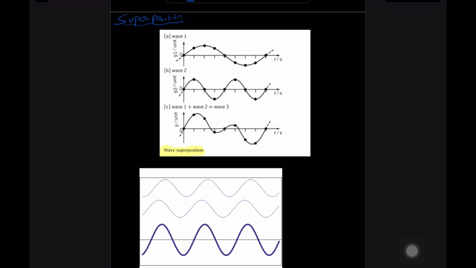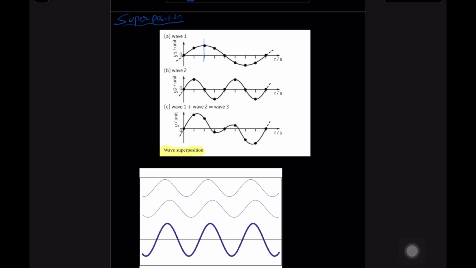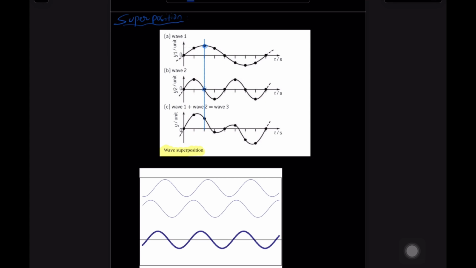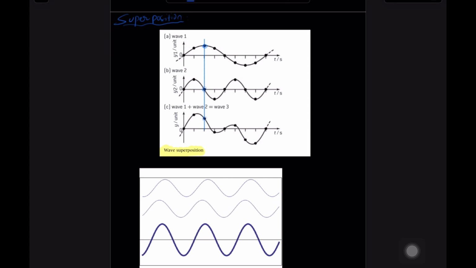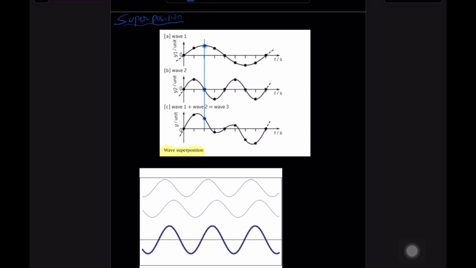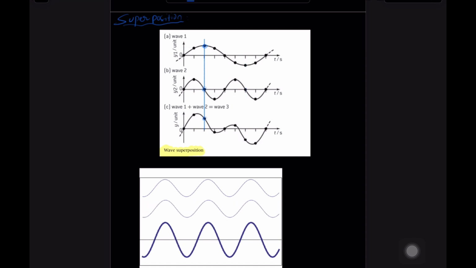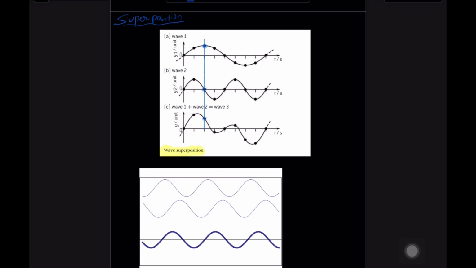In this example, at this spot, wave 1 has some positive displacement, and wave 2 has zero displacement. If I add them together, you get the displacement of the resultant wave. This is pretty easy. If wave 1 has a negative displacement and wave 2 has a positive one, you add the positive and negative.